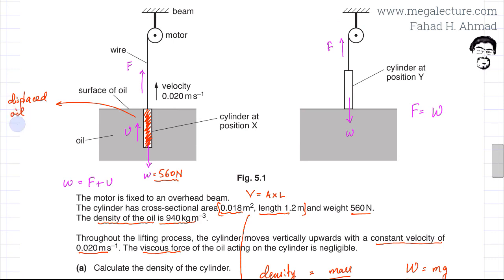Now the amount of displaced oil would be equal to the volume of the cylinder. The volume of the cylinder is already known. It's cross-sectional area times length, so that is given. So the volume is going to be 0.018 multiplied by the length, which is given as 1.2 meters, and this volume comes out to be 0.0216 meters cubed. So this is the amount of oil that has been displaced.